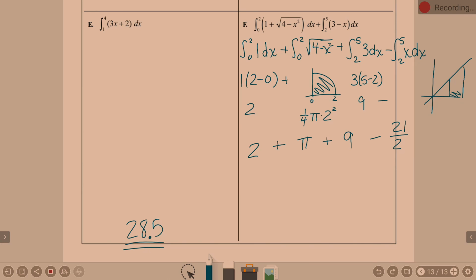So if we clean this up, 2 plus 9 is 11. So 11 minus 21 halves, which is 10 and a half. There we go, I'm like, something's not mathing. So 11 minus 10 and a half is a half plus pi. You would leave your answer like that. Not like terms. You can't add them.